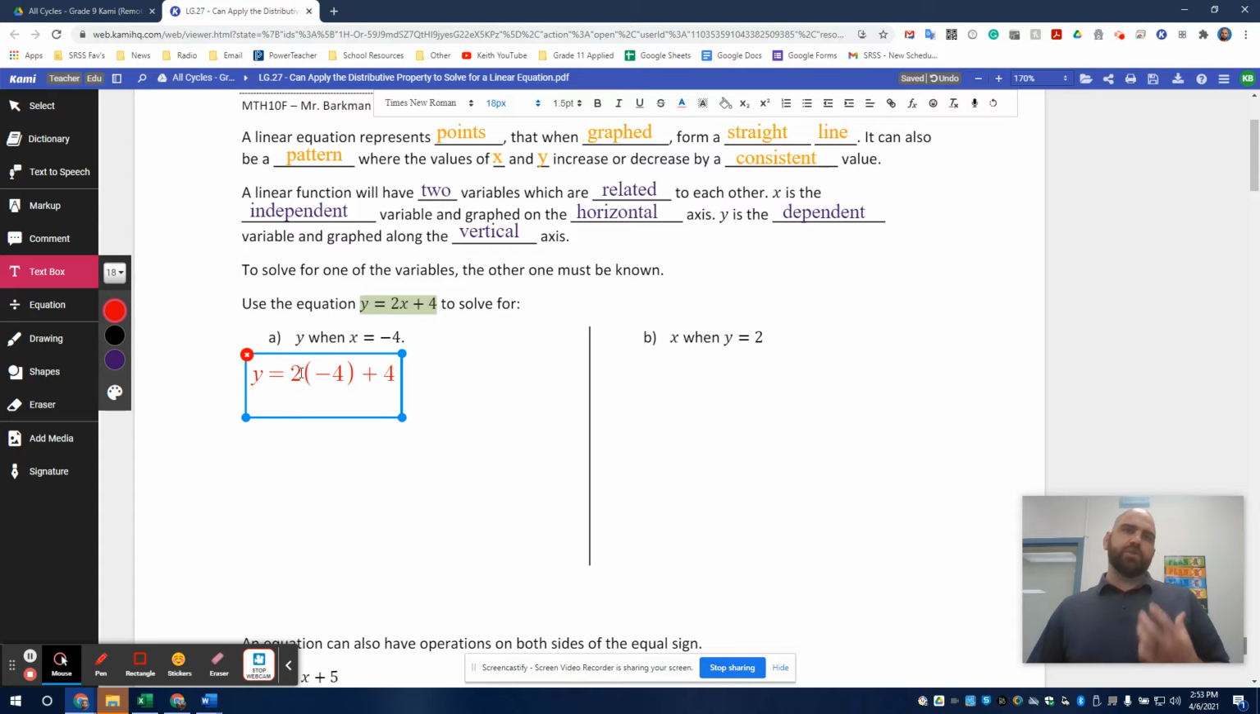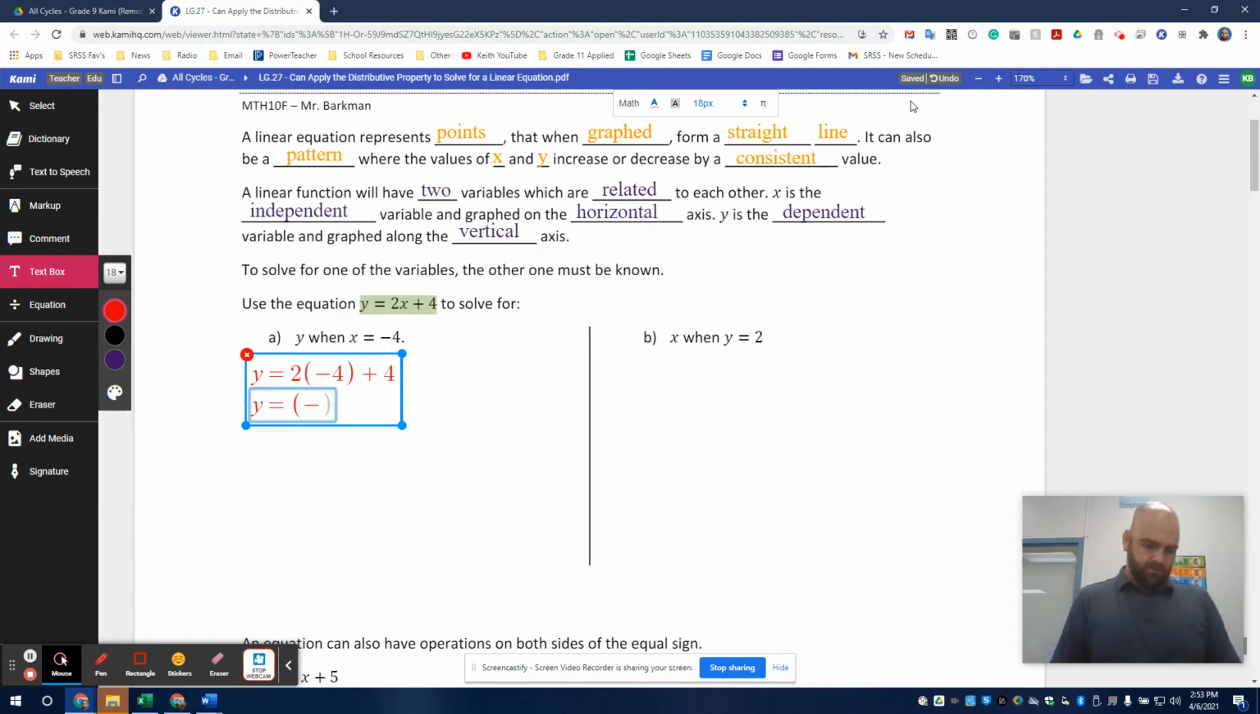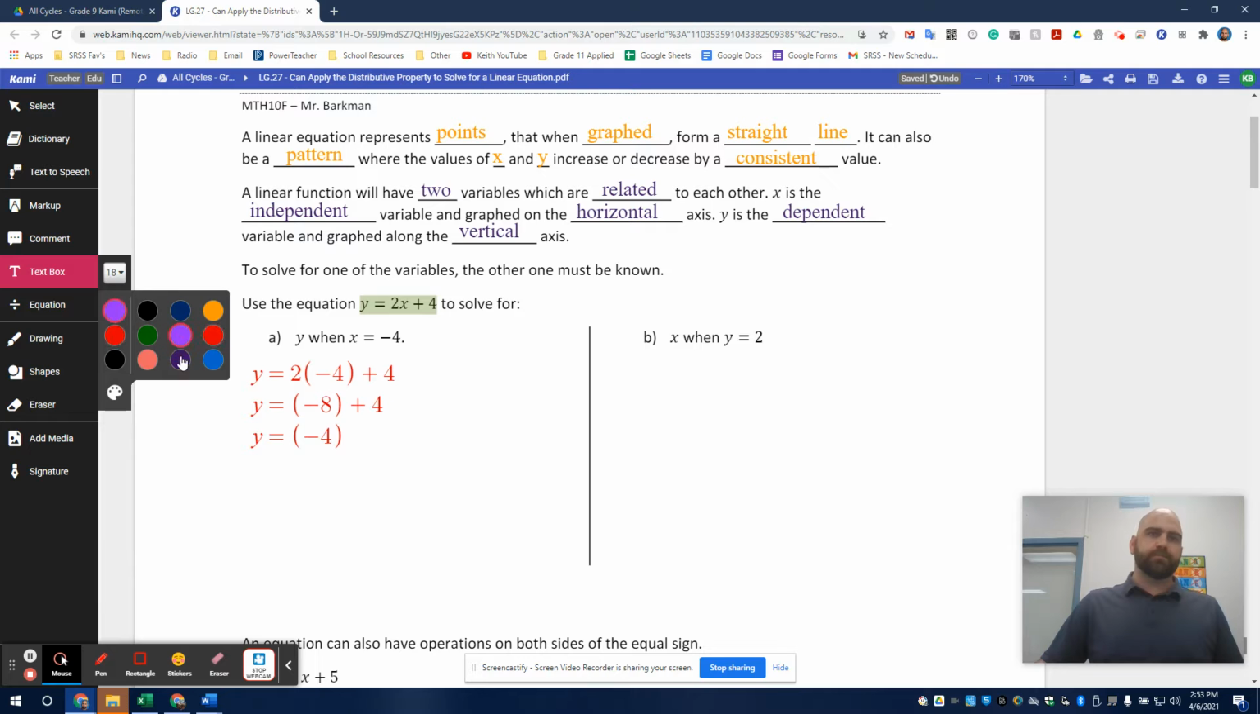When we do this, 2 times negative 4 is negative 8. So we're going to follow along with order of operations here. This would be negative 8 plus 4. And when we complete that, y is equal to negative 8 plus 4, which is negative 4. So when x is negative 4, y is also negative 4 in this scenario. That doesn't necessarily always work, but in this case, it worked out really nicely.